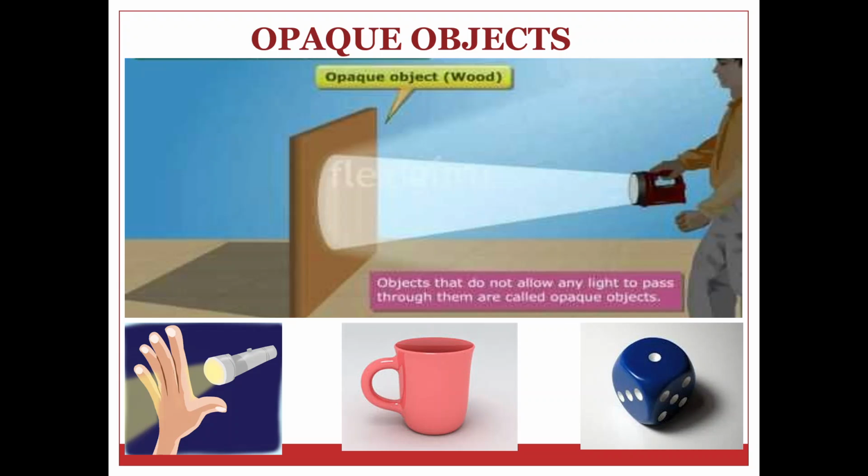Now here you can see that light is falling through the torch on the plank of wood, but it is not able to pass through it. Hence we can see the shadow of the wood. So such objects which are not allowing the light rays to pass through them are called opaque objects. There are so many things around us which act as opaque objects like your hand, a cup, the bed or table, chair. All these are opaque objects. They form shadows.